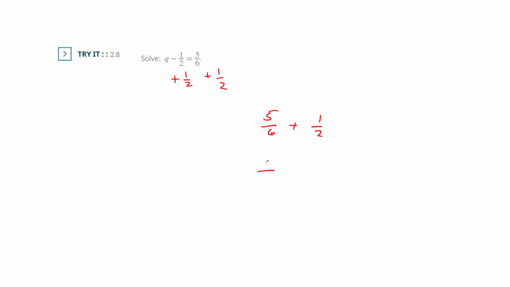I need a common denominator. So to change that over, I had to multiply by 3 on the top and the bottom. Now, the bottom's the same, so I'm ready to go. I can just add the tops to get 8/6. So Q equals, because those canceled, 8/6. Now, these are both even numbers, so I could divide 2 into both of these, and I get 4/3.